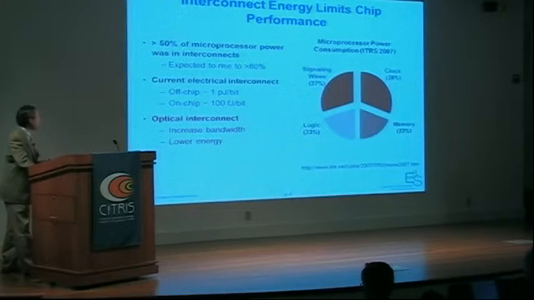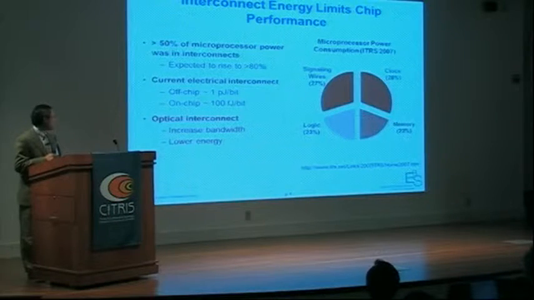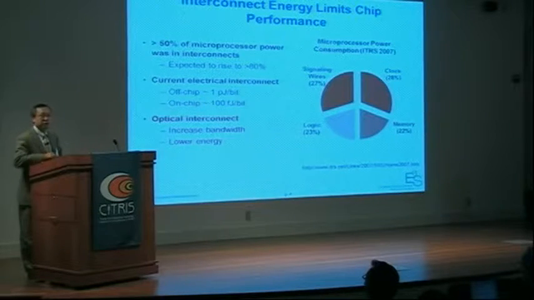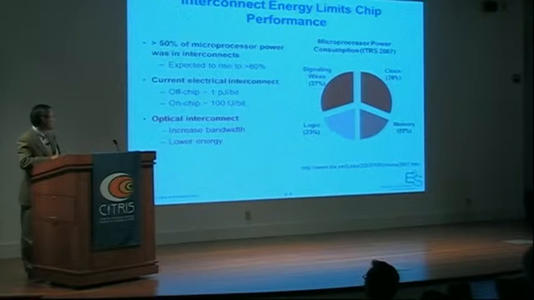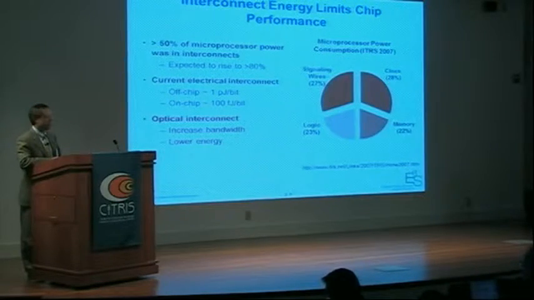I think now we don't need much convincing that interconnect is becoming a very serious problem in the overall energy consumption in chips and microprocessors. It has exceeded 50% and is on the rise to perhaps greater than 80%. If we look at the current energy consumed for short-distance communications, this includes both on-chip and off-chip. Off-chip consumes on the order of picojoule per bit. On-chip is usually 100 femtojoules per bit or less.